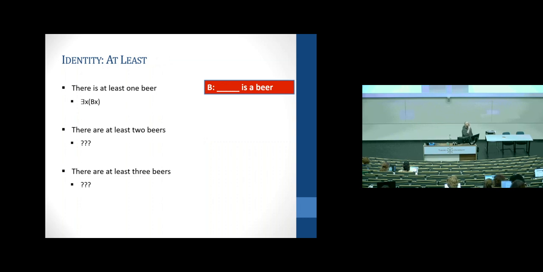Now, how would we say there's at least two? Now we're really talking. How would we say there's at least two? Well, the most obvious move we'd make, right, is to have two existentials. Let's have existential X and existential Y, and let's say X is a B and Y is a B. But this doesn't get us at least two. Why does this not guarantee that there is at minimum two beers in the world?